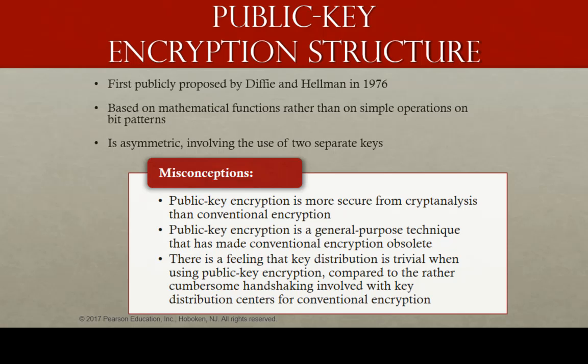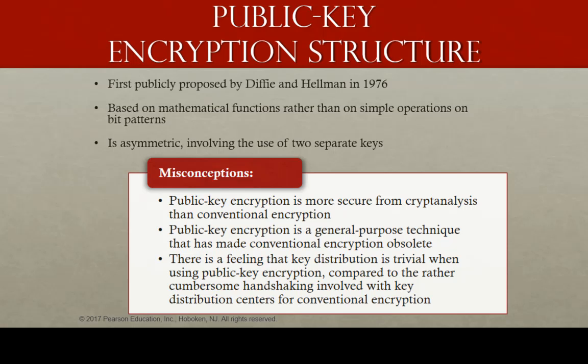The use of two keys has profound consequences in the areas of confidentiality, key distribution, and authentication. Before proceeding, we should first mention several common misconceptions concerning public key encryption. One is that public key encryption is more secure from cryptanalysis than conventional encryption. In fact, the security of any encryption scheme depends on 1, the length of the key, and 2, the computational work involved in breaking a cipher.